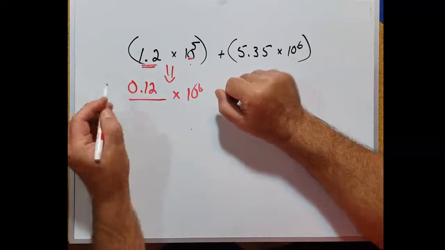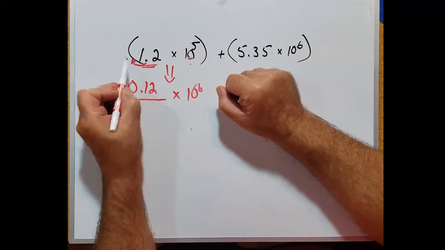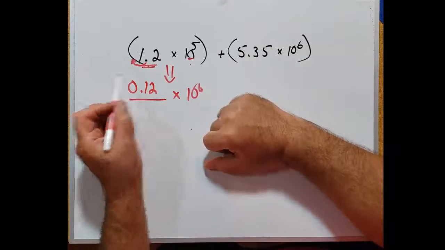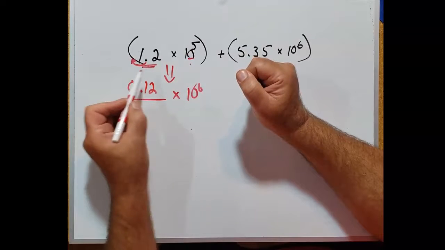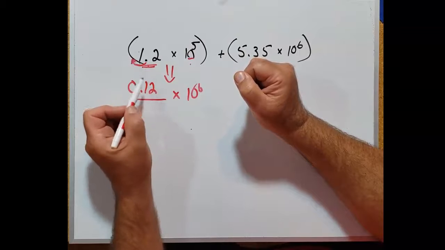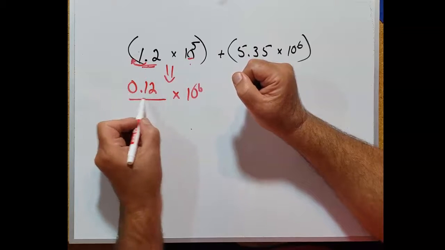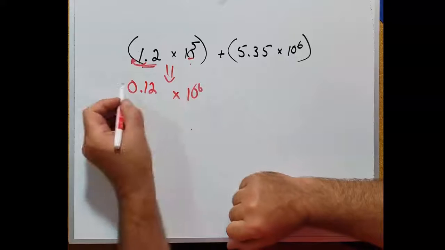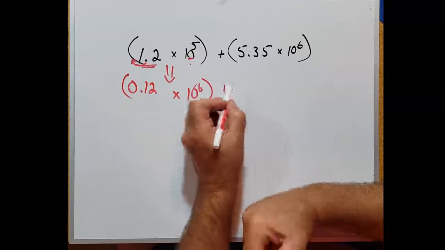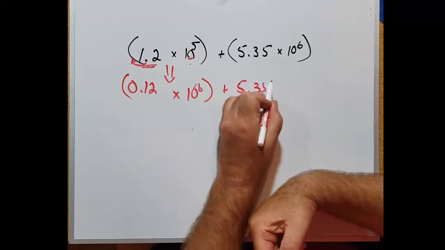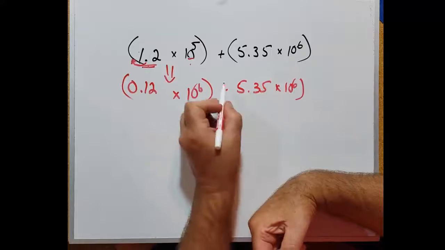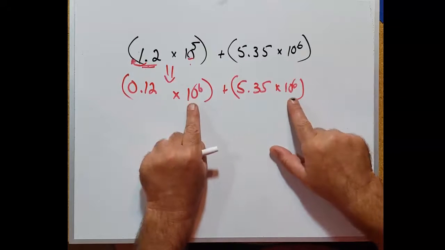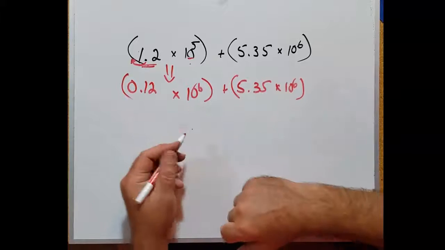If I make this 0.12, in other words, I move the decimal point over one place to the left, I've got my answer. I've made my exponent bigger, I've moved my decimal point one place to the left, and made the number in front smaller. So now I've got a problem that I can do. I can add numbers in scientific notation when the exponents on the 10 are the same.